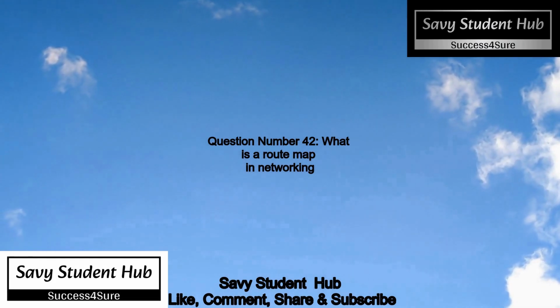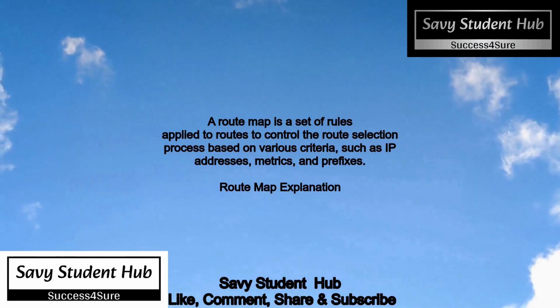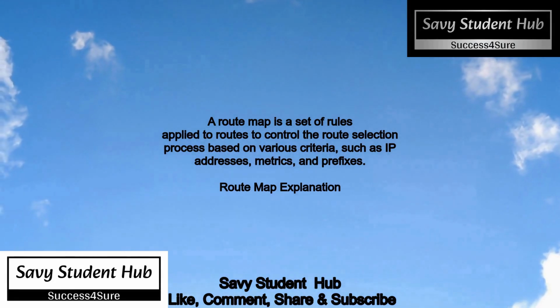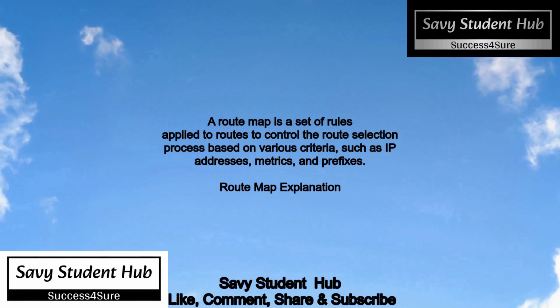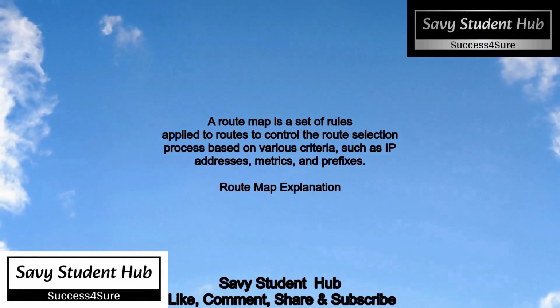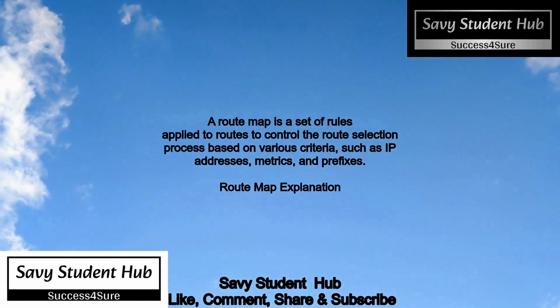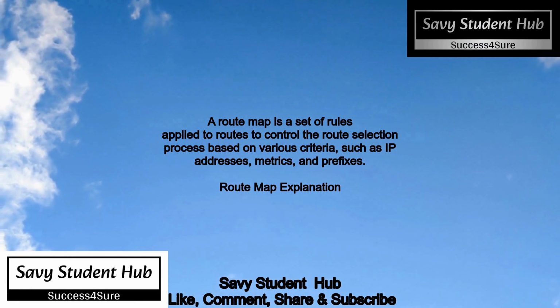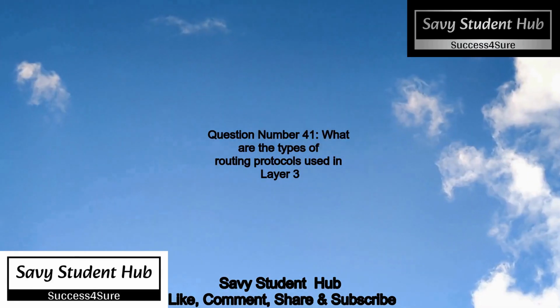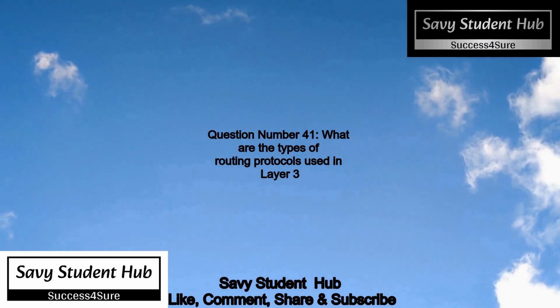A route map is a set of rules applied to routes to control the route selection process based on various criteria, such as IP addresses, metrics, and prefixes. Question number 41. What are the types of routing protocols used in Layer 3?